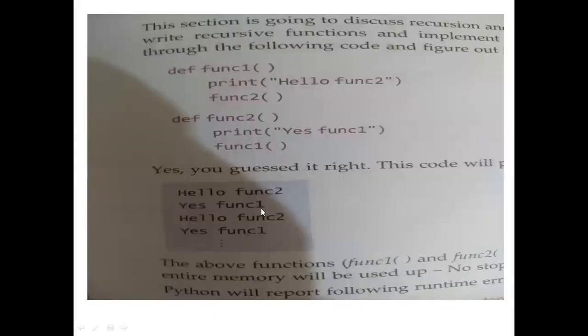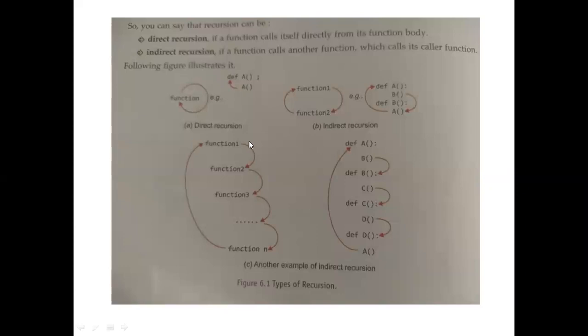Another example of indirect recursion: function 1 calls function 2, function 2 calls function 3, function 3 calls function 4, likewise up to function n, and again function n calls function 1. So this is another example of indirect recursion. Function A calls B, then the B function calls the C function, the C function calls the D function, and the D function calls the A function. This is the other example of indirect recursion.